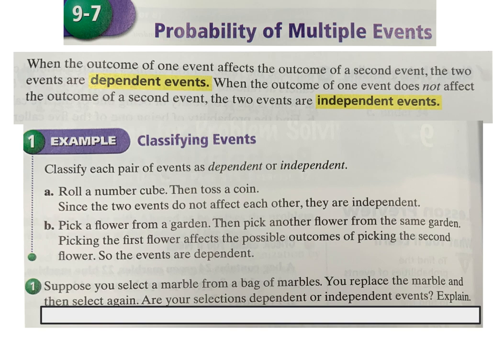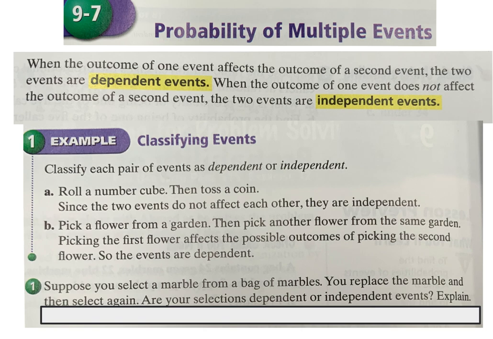When the outcome of one event affects the outcome of a second event, the two events are dependent events. When the outcome does not affect it, they are independent events. That's pretty straightforward. They give you some examples here. Classify each as dependent or independent. Roll a number cube, then toss a coin. Nothing about rolling the number cube will affect tossing a coin. So they are independent. All right, pick a flower from a garden, then pick another flower from the same garden.